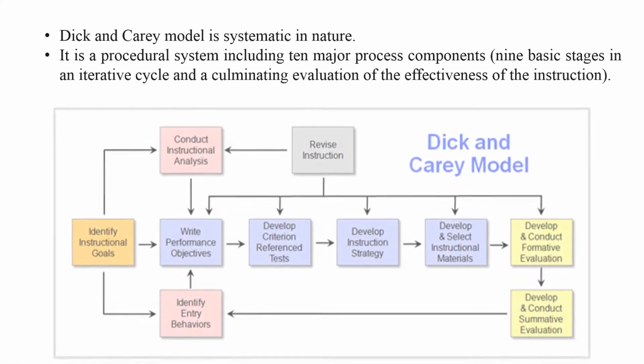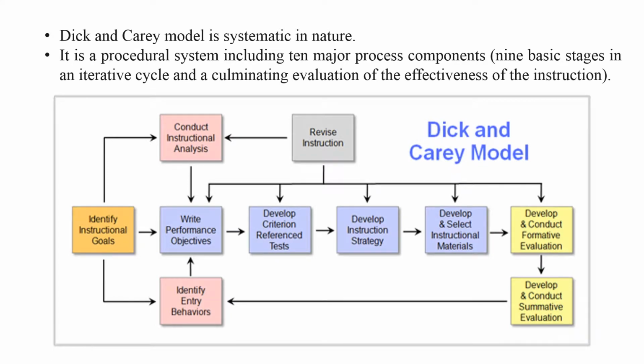Dick and Carey model is systematic in nature. It is a procedural system including 10 major process components, 9 basic stages in an iterative cycle, and a culminating evaluation of the effectiveness of the instruction. The 9 components in an iterative cycle include: Stage 1, Identify instructional goals. Stage 2, Conduct instructional analysis. Stage 3, Identify entry behaviors and learner characteristics.